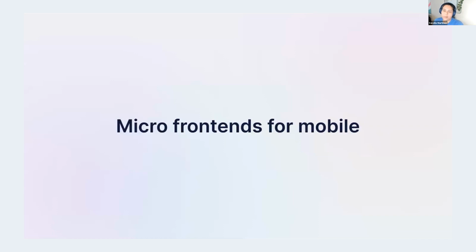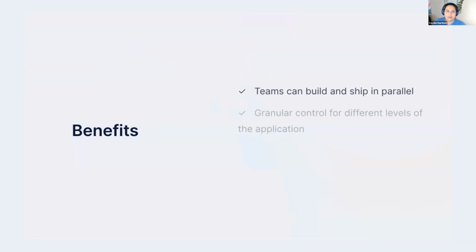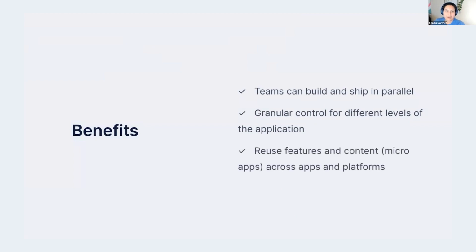Let's talk about micro frontends for mobile and just recap some of the benefits that are involved with that. So with mobile micro frontends, like with regular micro frontends, teams can build and ship in parallel. You also get granular control for different levels of the application. You can reuse features and content, what we call micro apps, across apps and platforms. So you can build it once and then you can use it for web, iOS, Android, or any other platforms that you may be deploying to. These are, again, similar to the benefits that you may see with micro frontends, but specifically applied to mobile.